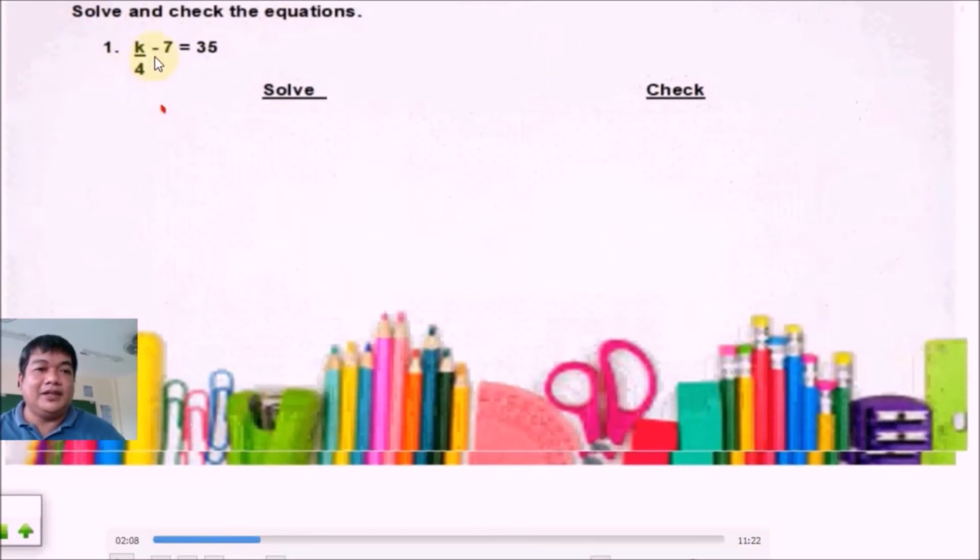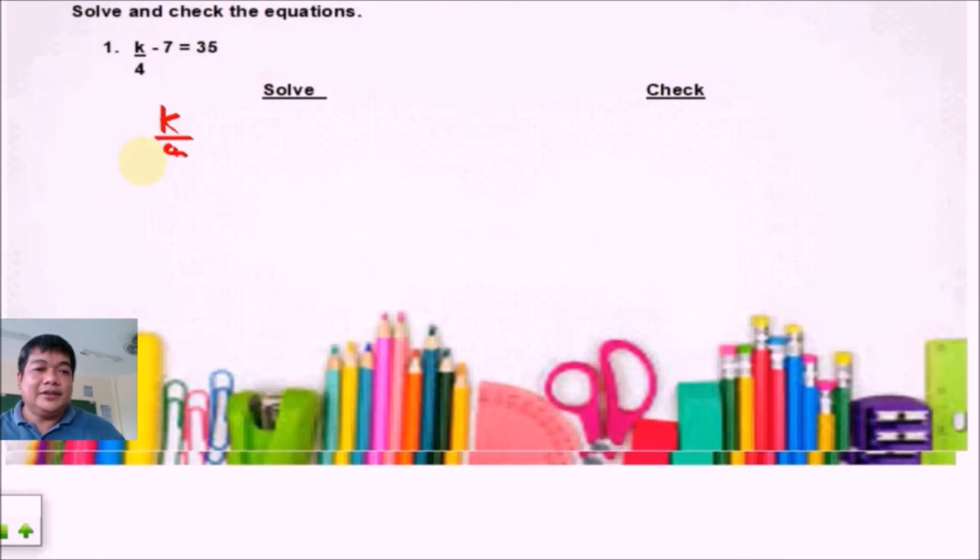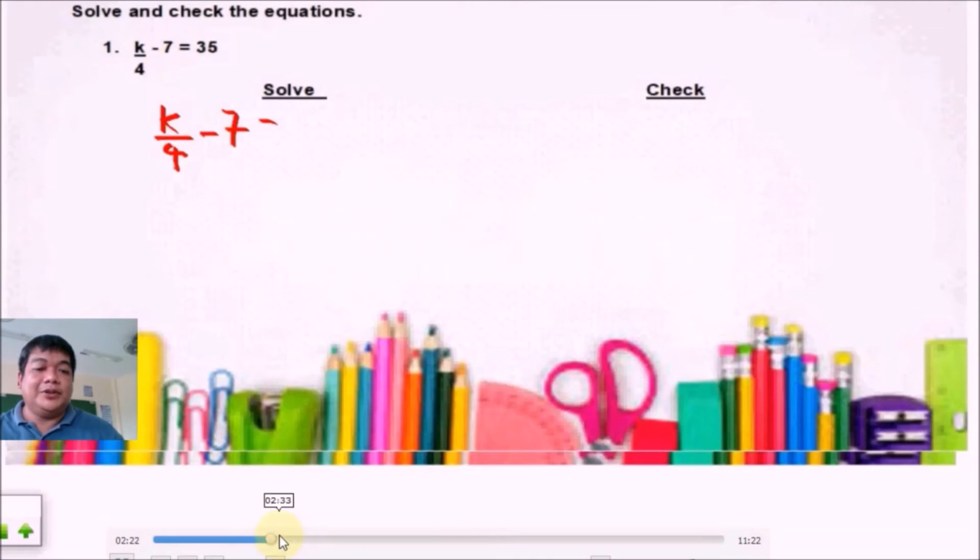We have here number 1, k divided by 4 minus 7 equals 35. So k here is the unknown number, and it is the unknown variable. So we need to find the value of this variable. So how are we going to find the value of k?